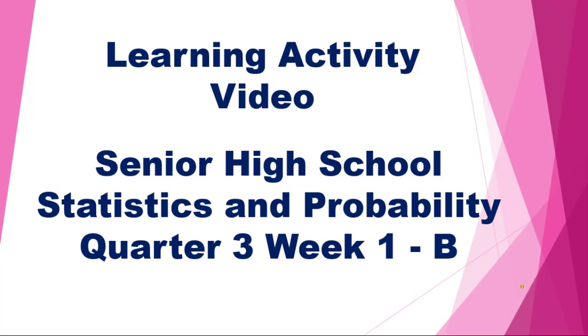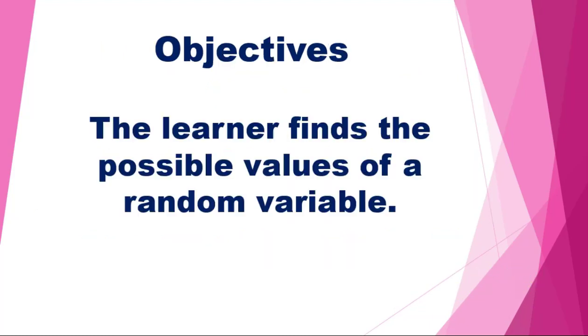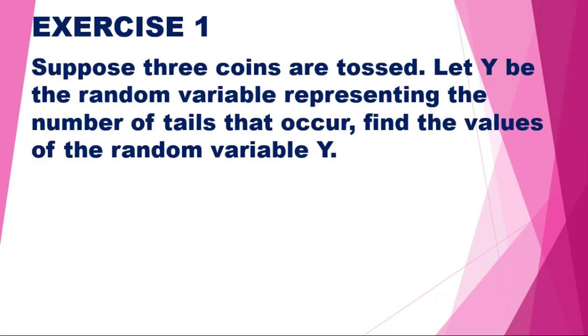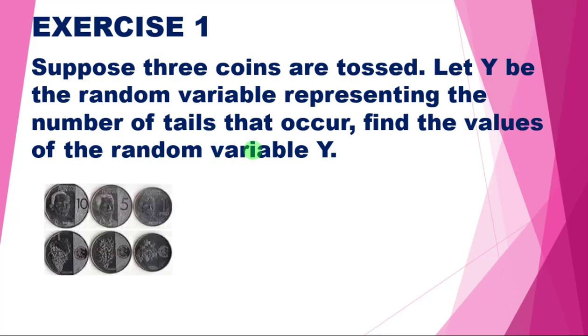Week 1, B. For the objectives, the learner finds the possible values of a random variable. We move on to exercise number 1. Suppose 3 coins are tossed and let capital letter Y be the random variable representing the number of tails that occur. Find the values of the random variable Y.